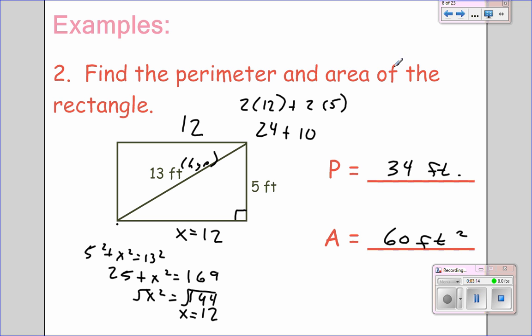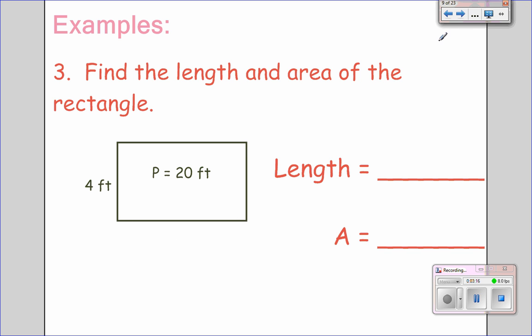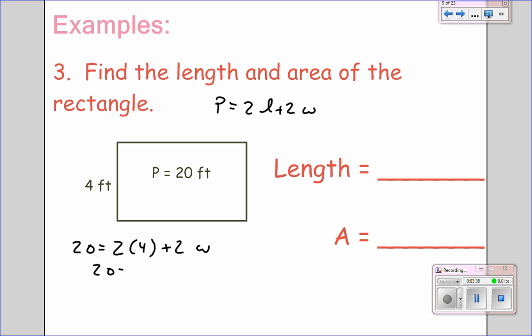So hopefully you did all right with those rectangles. Now let's say I tell you that the perimeter is 20. Remember your formulas. Perimeter equals 2L plus 2W. So 20 is the perimeter, so instead of P, I'm going to write 20 equals 2 times 4. Really, you could put L or W here. They're interchangeable. Plus 2W. 20 equals 8 plus 2W.